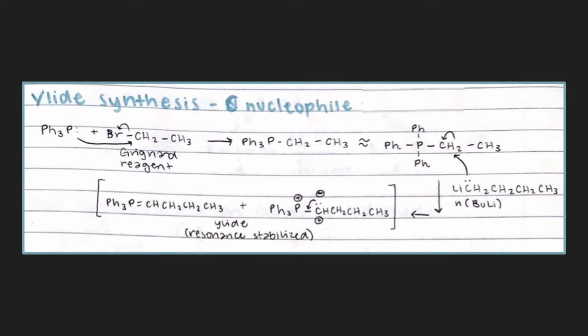Next, we're going to use that lithium reagent that is right here. That lithium reagent is going to come in and substitute for the alkyl group that attacked the phosphate earlier. So our ending product is going to be triphenylphosphine with a longer alkyl group from that lithium reagent. This product is resonance stabilized because you can move the electrons around from that P=C double bond.